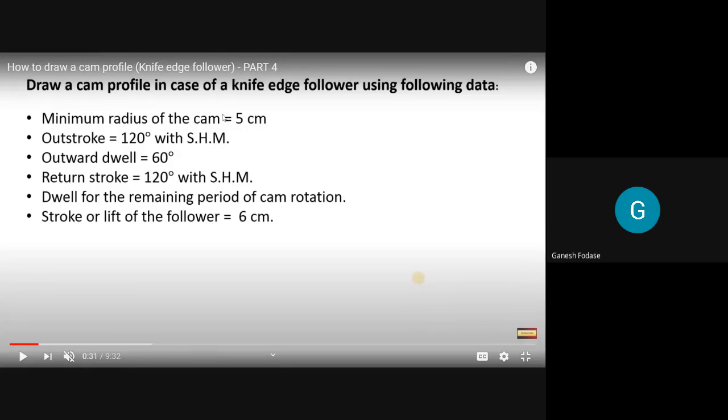To draw a cam profile, we must know the basic radius of the cam, the base circle radius, RB, that is 5 cm given. So one of the important given data is 5 cm RB. Then dwell for the remaining period of the cam rotation. First the follower rises, there is dwell, followed by return. After the return stroke, again there is dwell. So it is essential to understand the sequence of follower motion: first rise, dwell, return, and then again dwell. Stroke or lift of the follower is given. How much does the follower rise? It is 6 cm.